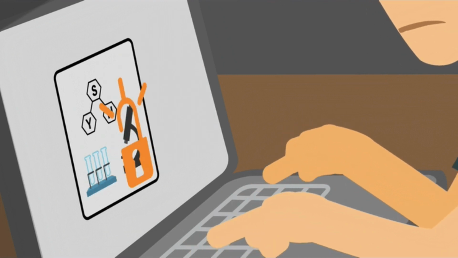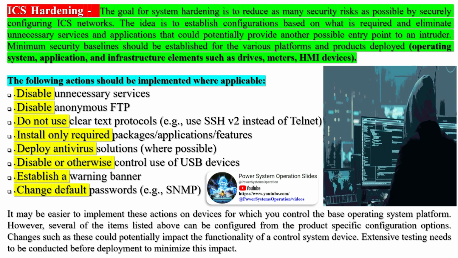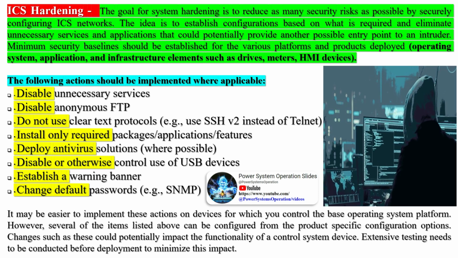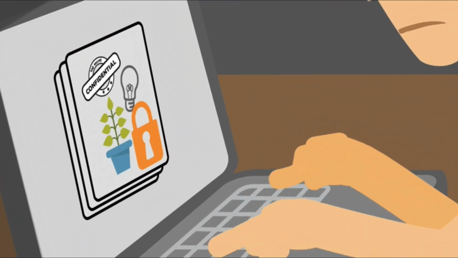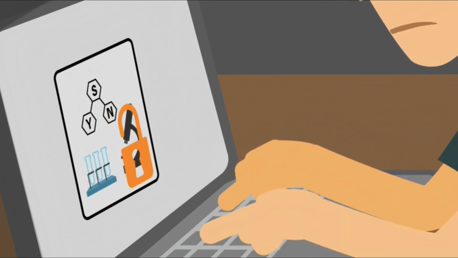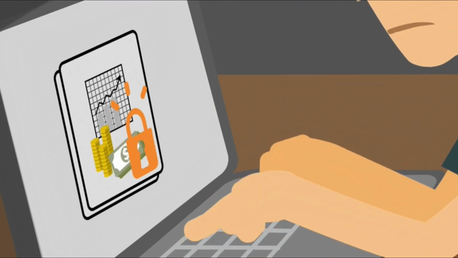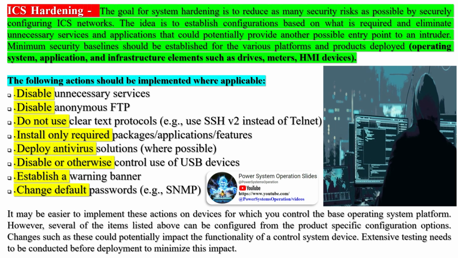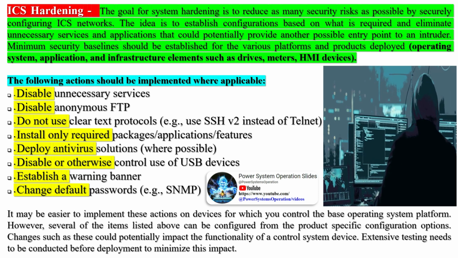The following actions should be implemented where applicable. Disable unnecessary services. Disable anonymous FTP. Do not use clear text protocols, e.g., use SSH-v2 instead of Telnet. Install only required packages, applications, features. Deploy antivirus solutions where possible. Disable or otherwise control use of USB devices. Establish a warning banner. Change default passwords, e.g., SNMP.